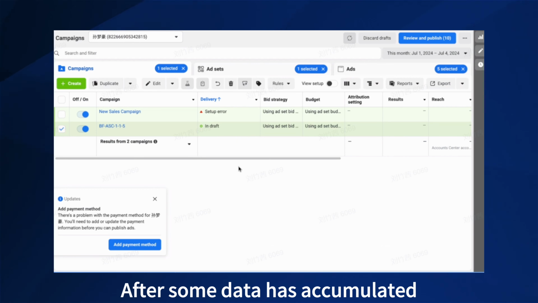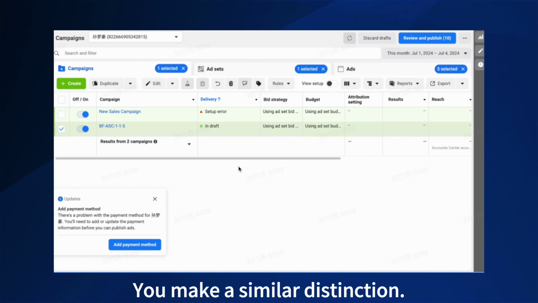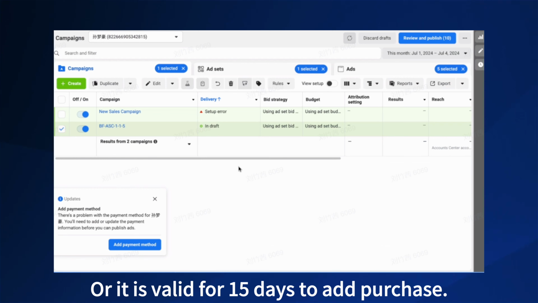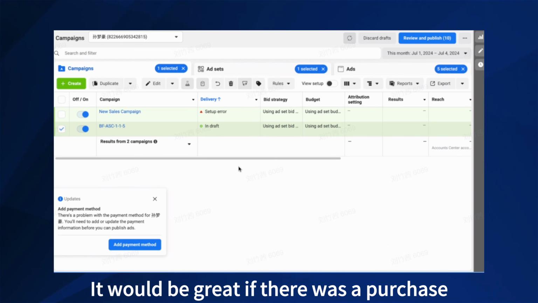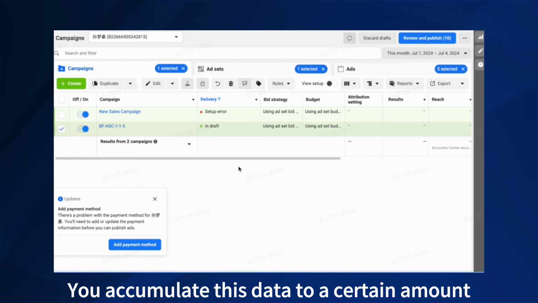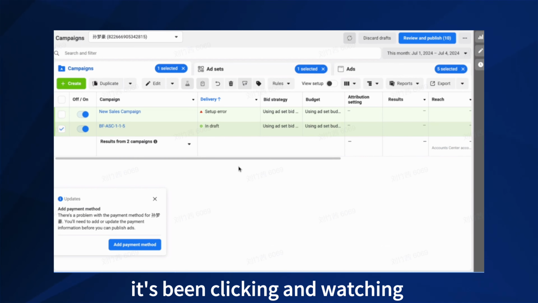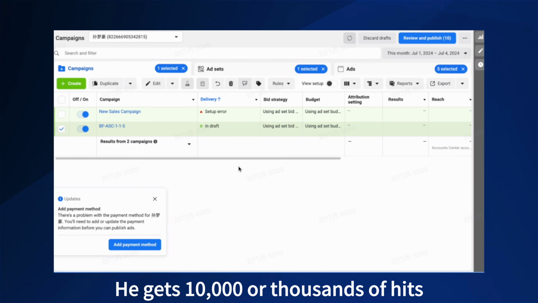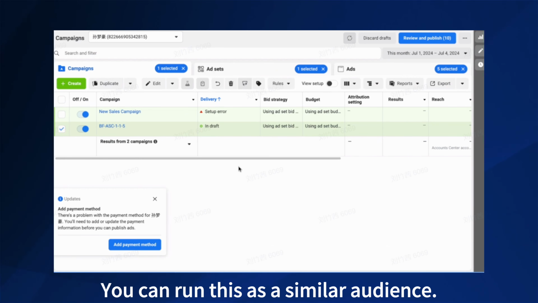After some data has accumulated, you make a similar distinction. For example, it is valid for 30 days and valid for viewing, or it is valid for 15 days to add purchase. It would be great if there was a purchase, but I think it was definitely not converted in the early stage. You accumulate this data to a certain amount. For example, it's been clicking and watching for 7 or 8 days. He gets 10,000 or thousands of hits. You can run this as a similar audience.